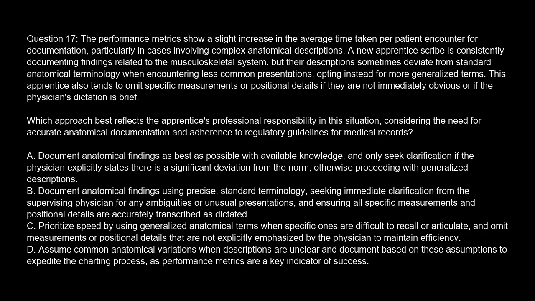Option C. Prioritize speed by using generalized anatomical terms when specific ones are difficult to recall or articulate, and omit measurements or positional details that are not explicitly emphasized by the physician to maintain efficiency. Option D. Assume common anatomical variations when descriptions are unclear and document based on these assumptions to expedite the charting process, as performance metrics are a key indicator of success.